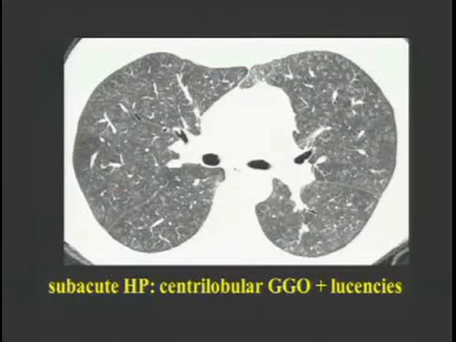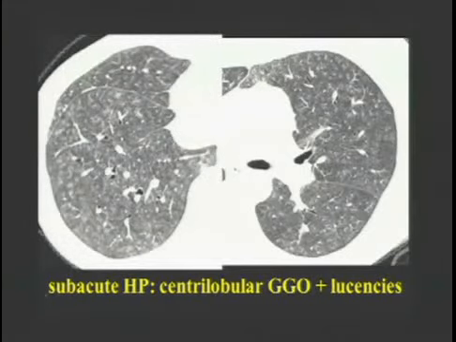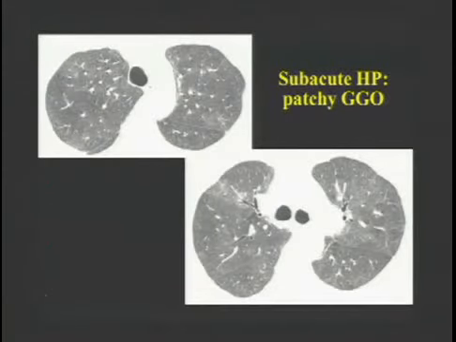Another example of subacute hypersensitivity pneumonitis with poorly defined centrolobular nodules of ground glass opacity, and then also focal lucencies representing mosaic perfusion due to air trapping. Here another level in the same patient, the poorly marginated, hazy centrolobular nodules of ground glass opacity, very typical of subacute hypersensitivity pneumonitis and something that should be high on your list if you see this appearance.